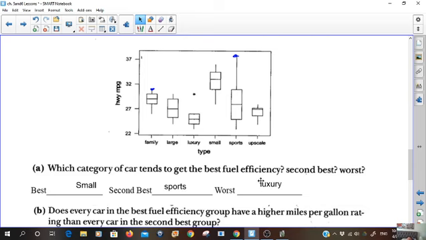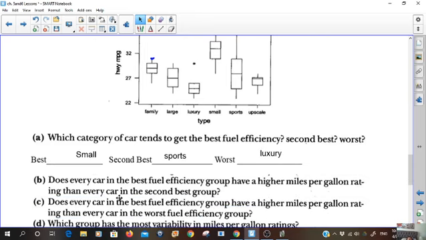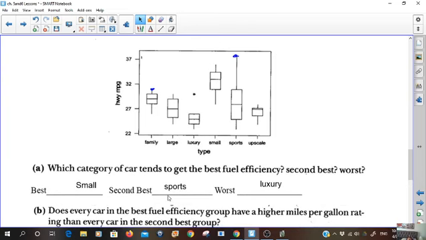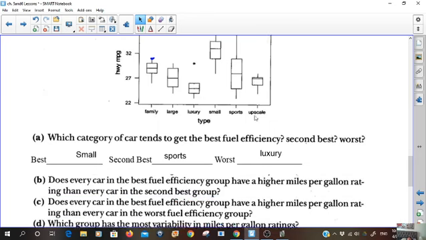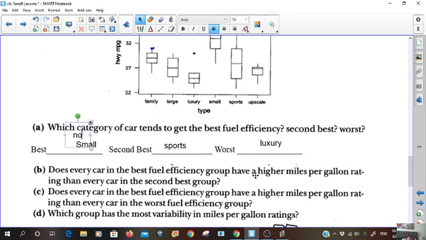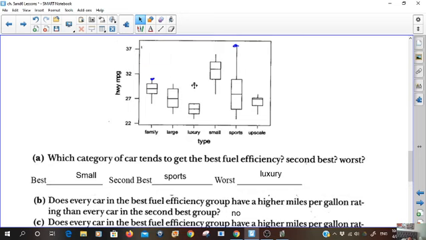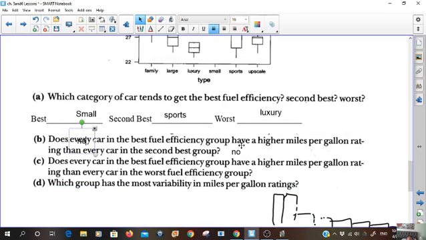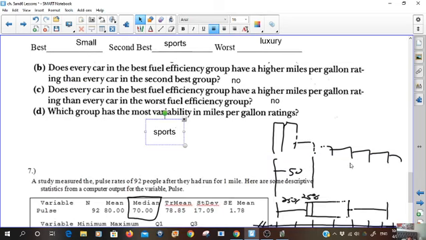Does every car in the best fuel efficiency group have higher miles per gallon than in the second best group? Okay, well, not necessarily, because small is there, but then there. So we would say big fat no to that one. Does every car in the best fuel efficiency group have more miles per gallon than every car in the worst? Well, that's an outlier. Dang it. So I think I'd accept no or yes, but we're going to say no because of the outlier. Which group has the most variability? Definitely the sports has the biggest range variability.